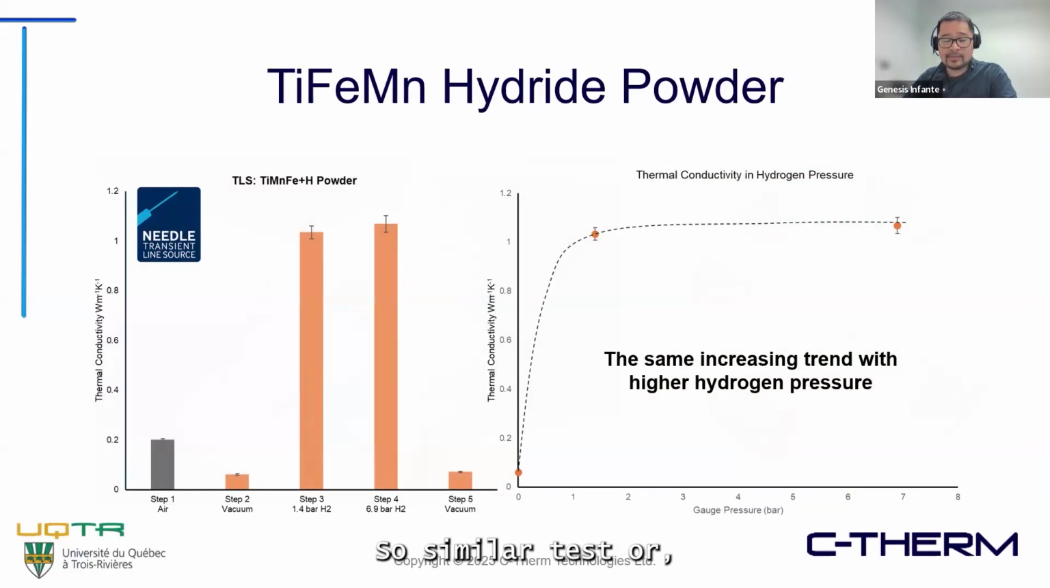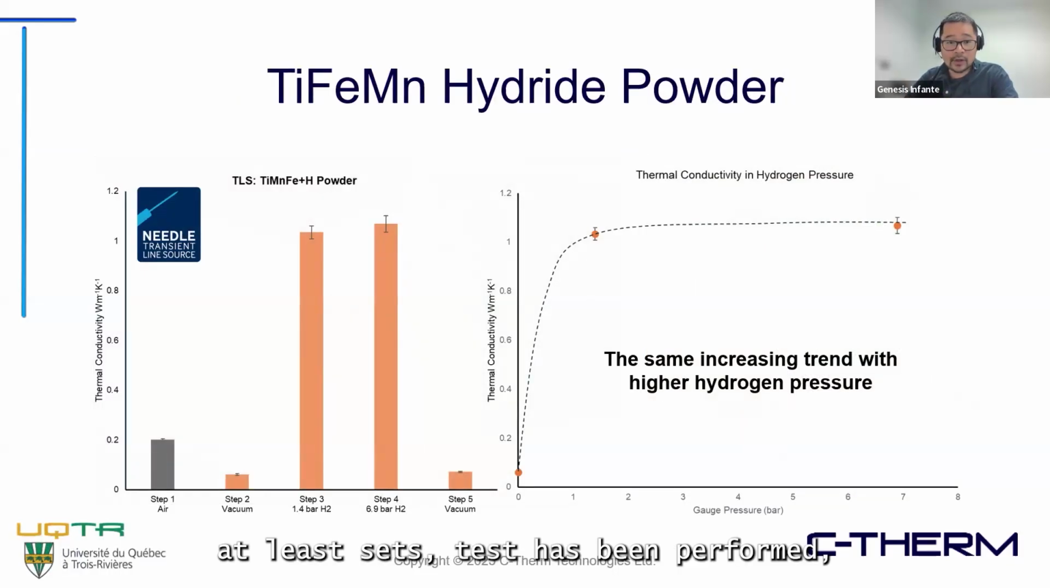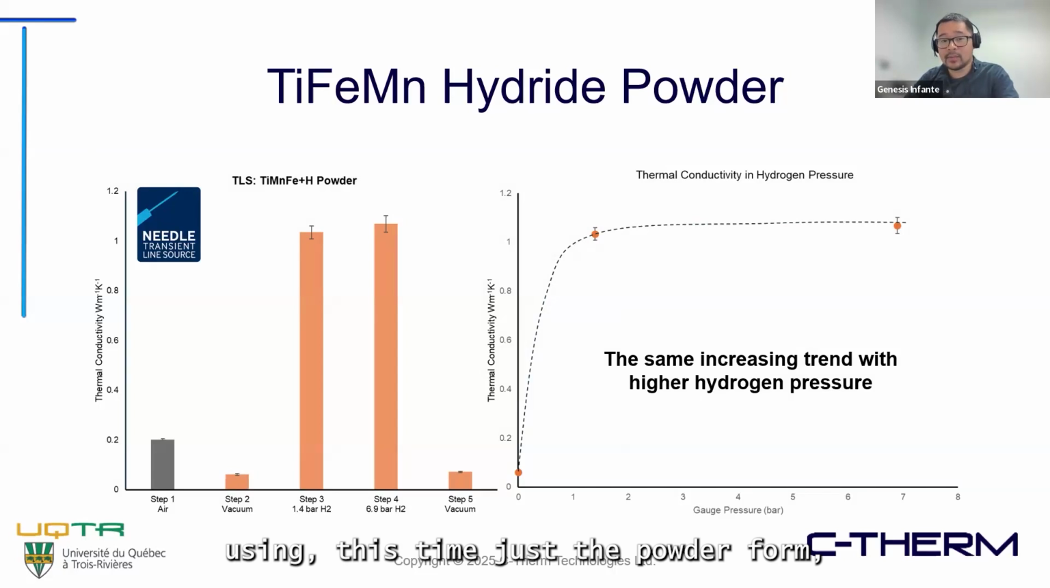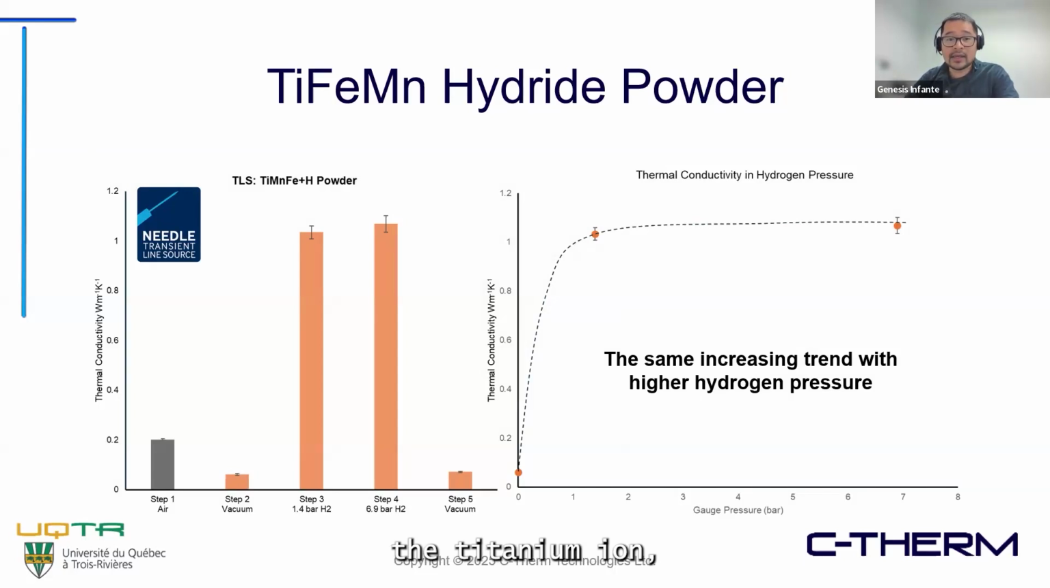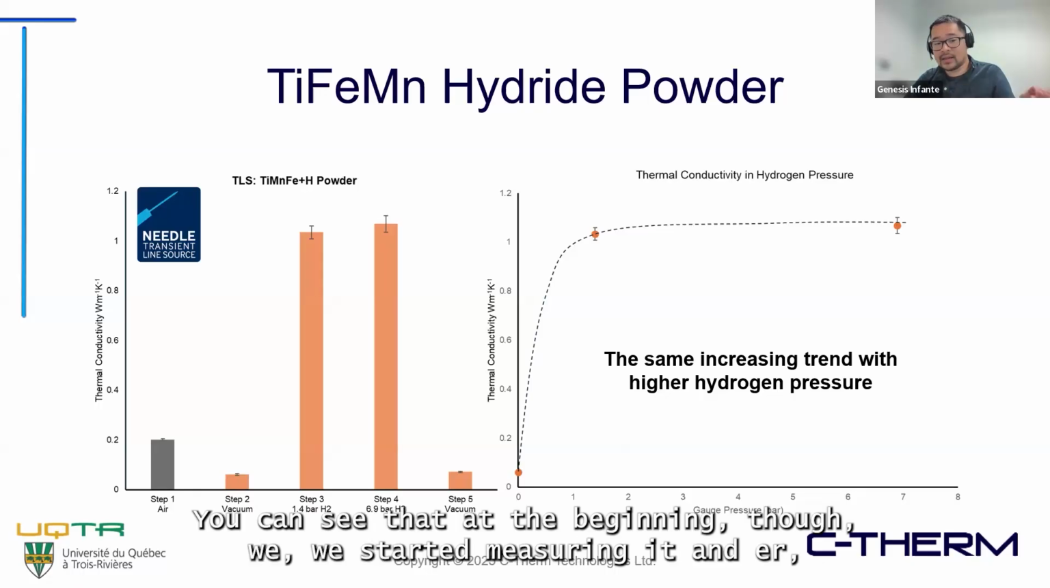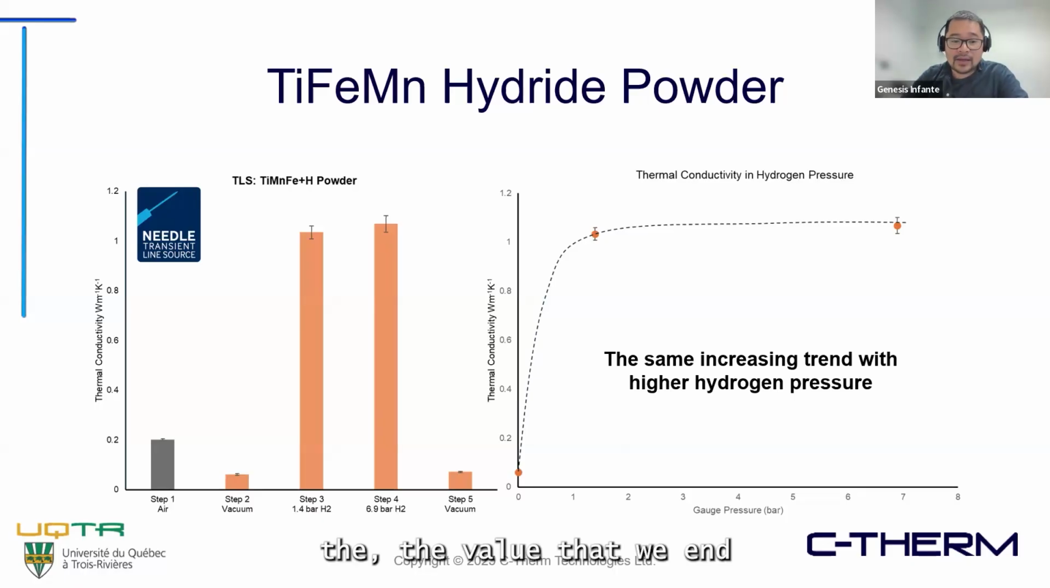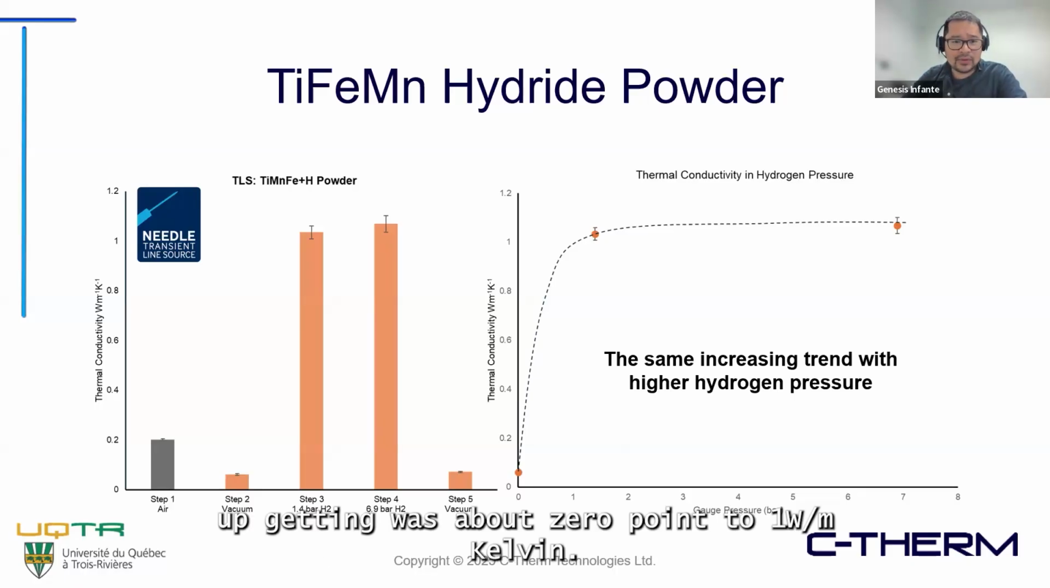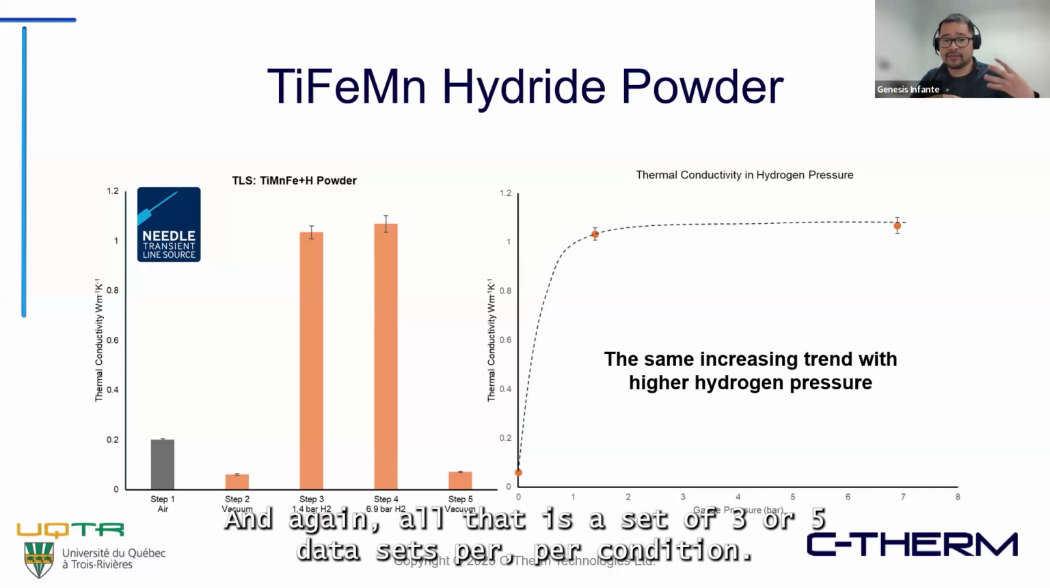Similar sets of tests have been performed, this time using just the powder form of the titanium iron metal hydride. You can see that at the beginning we started by measuring it in air. The value that we ended up getting was about 0.21 watts per meter Kelvin. And again, all of that is a set of 3 or 5 data sets per condition.